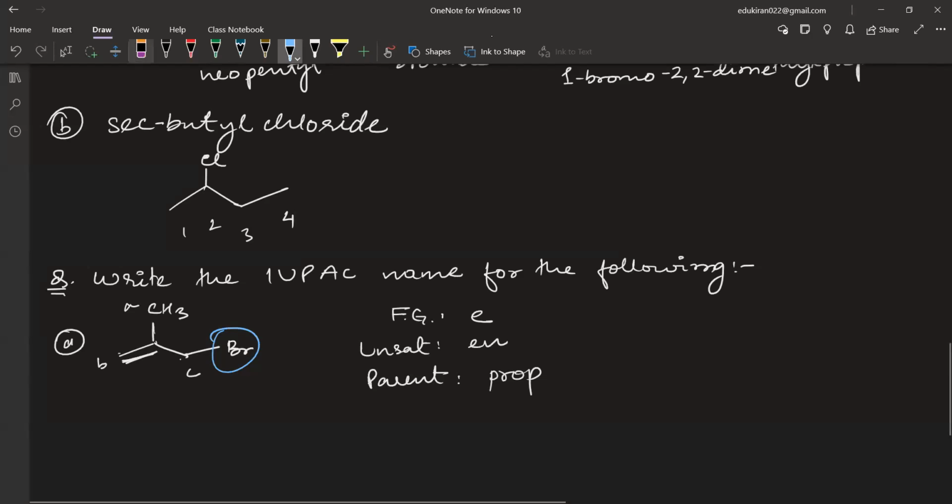This Br remains and this CH3 remains, right? This Br is connected to a carbon, right? So that carbon won't be counted. That is already counted. Which carbon? ये carbon है ना? Br से connected.